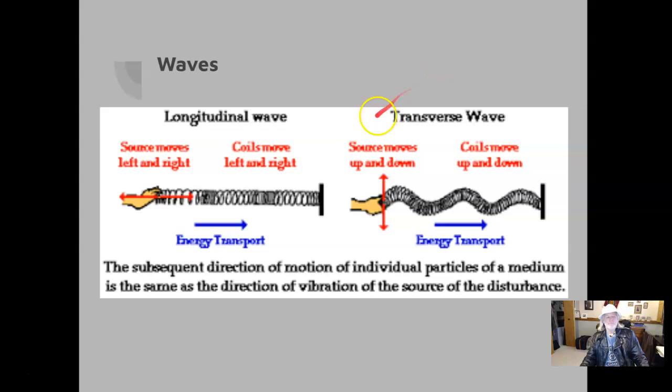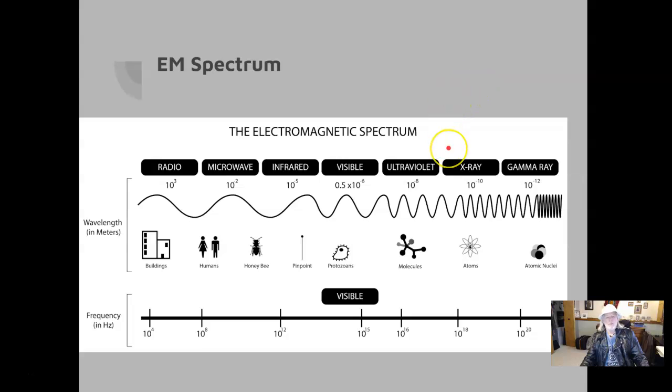Waves, again, we talked about really two general ones, longitudinal and transverse. Make sure you review those. The EM spectrum, really the thing to remember here is the longer the wavelength, the lower the frequency. The lower the frequency, the less energy. The shorter the wavelength, the higher the frequency, the higher the energy.